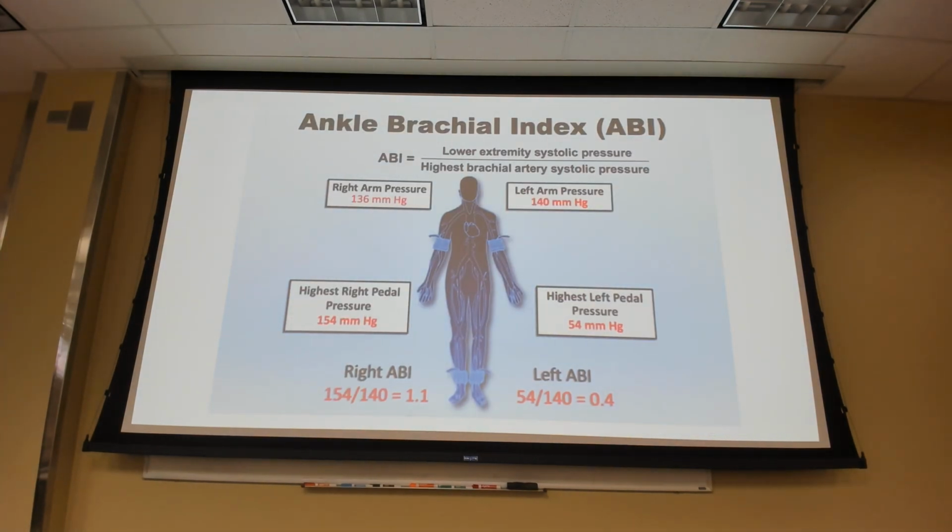Here's our ABI. So typically you'll need some sort of Doppler to listen for the sound. Typically your stethoscope's not going to work like you would in a normal blood pressure, so you'll have to get a little Doppler so you can hear it. And then you just get the systolic pressure of the upper extremity, and then you take the lower extremity and divide it by the upper extremity. And anything less than 1 is considered positive.